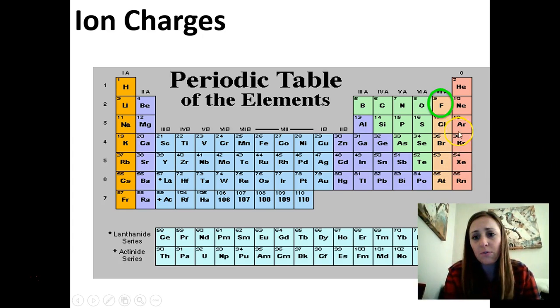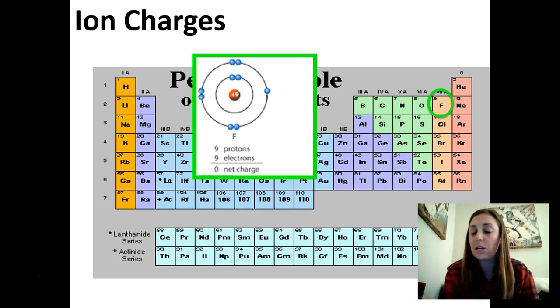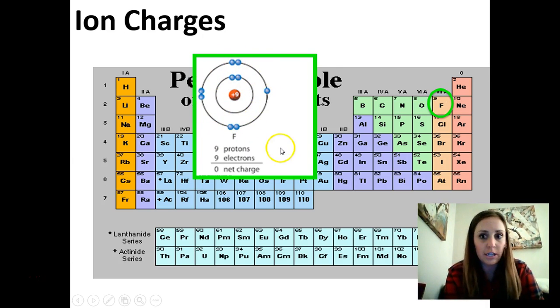So if you look over here, fluorine is atomic number 9. It kind of looks like this if you look at it at the subatomic level. Fluorine has, when it's neutral, 9 protons. That'll never ever change. It's got 9 electrons. Out of those 9 electrons, there are 2 in the inner shell and then 7 in the outer shell or energy level.